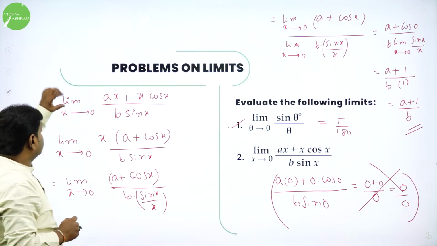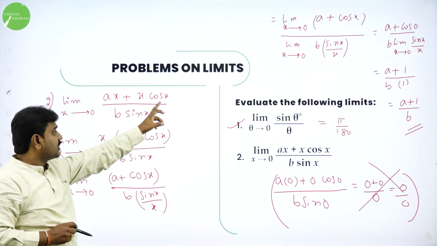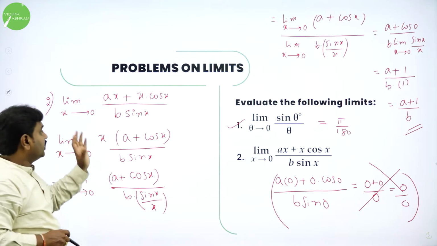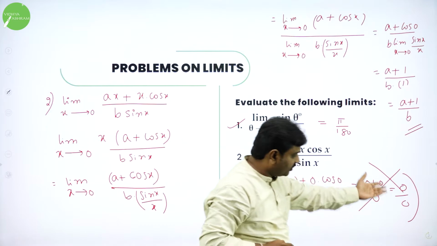Interesting and simple. First they gave limit x tends to 0, (ax plus x cos x) by (b sin x) as the given question. Directly in the place of x, if you put 0, you are getting 0 by 0.